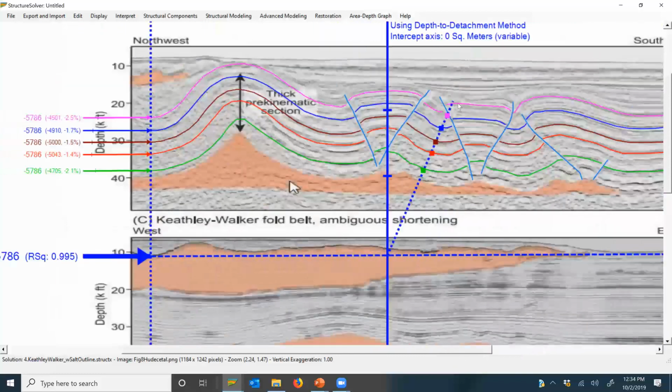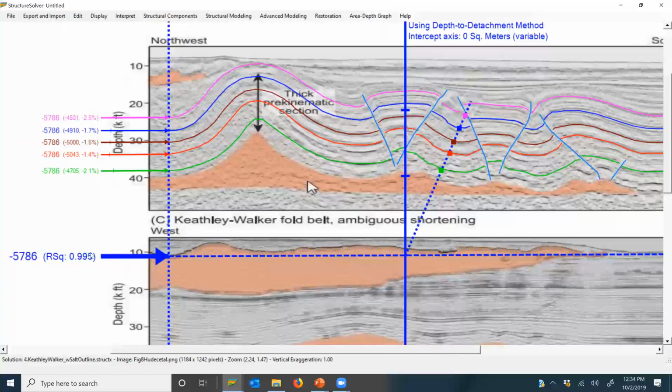But what you'll notice is that the computed detachment depth, the linear fit right here, comes in too deep for the section. It's well below, by thousands of feet, the known, or at least interpreted, base of salt, the orange shaded region there. But it is a very good linear fit, which indicates that we have a very consistent interpretation in terms of maintaining fold area.